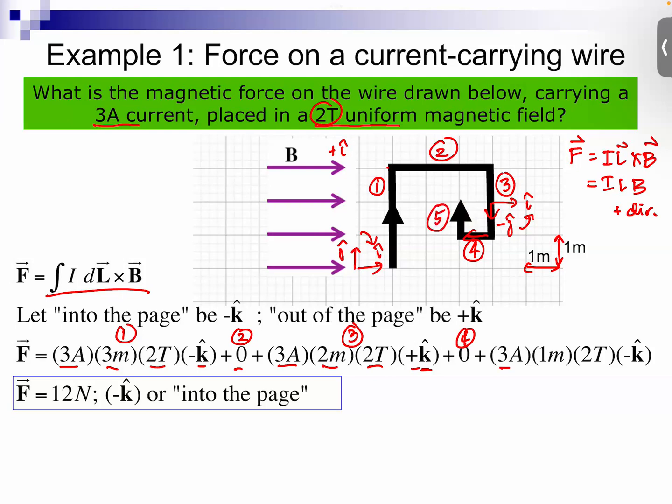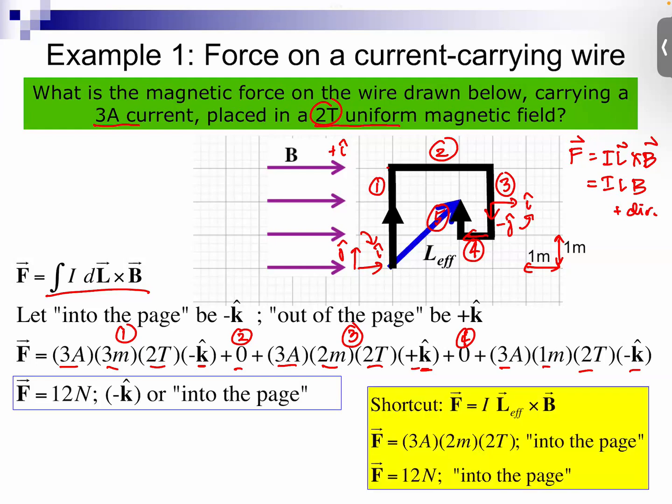Current 3 amps times the length, 1 meter, times the magnetic field, 2 Tesla. And then the direction will also be minus K hat because your current direction is the same as the first wire segment. So if you add up all of these terms, you'll get 12 newtons in the negative K hat, or into the page direction. So that's the long way of doing it, and you can do that.